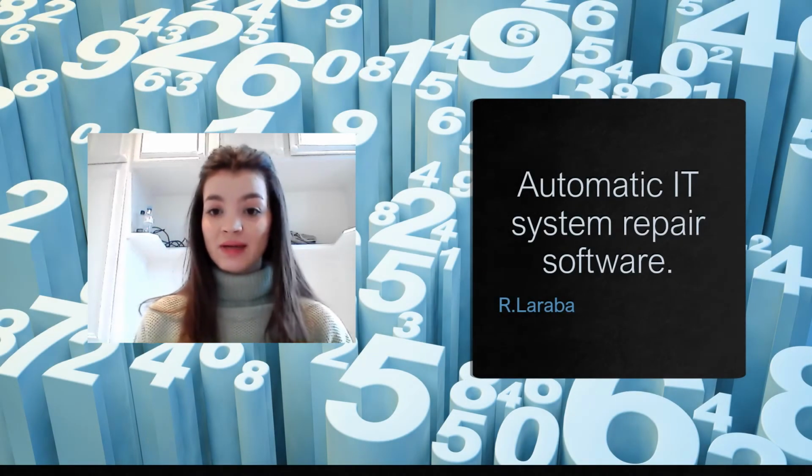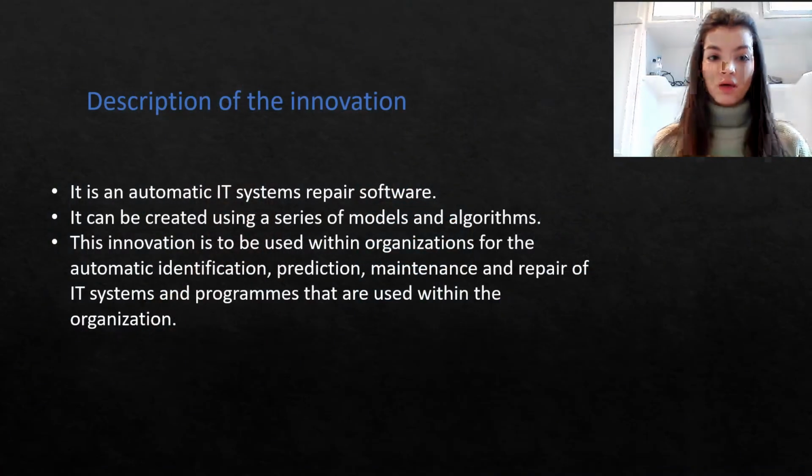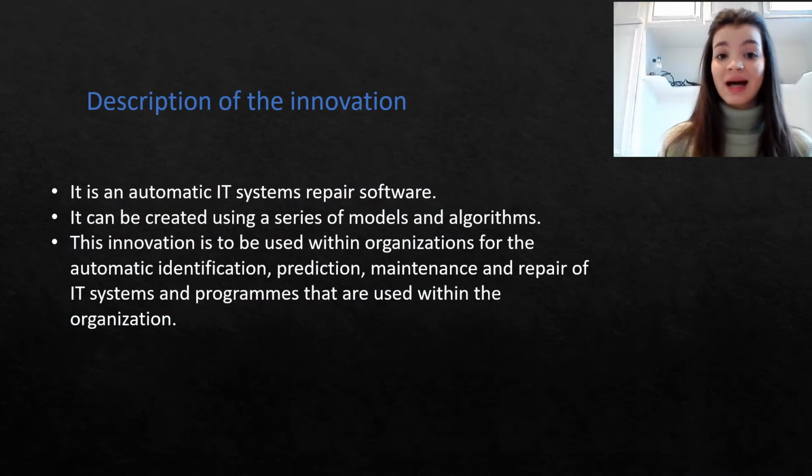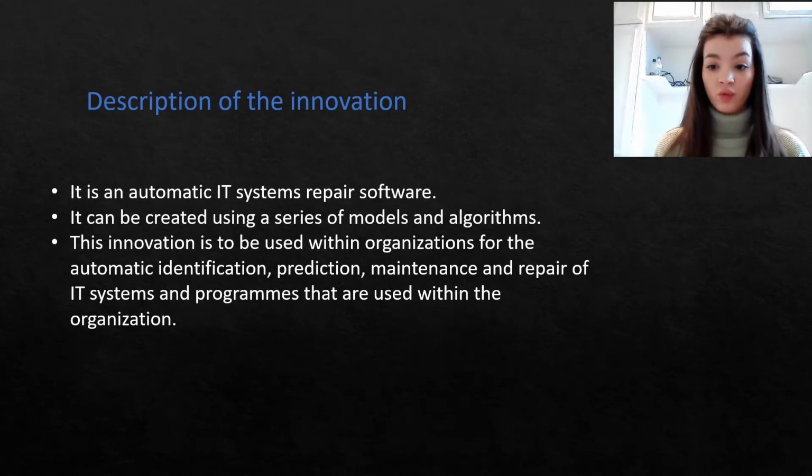Hello, so today we're going to be talking about an automatic IT system repair software innovation. The innovation is an automatic IT system repair software that can be created using a series of models and algorithms that already exist. This innovation can be used within organizations for the automatic identification, prediction, maintenance, and repair of any IT systems or programs that are used within any type of organization.